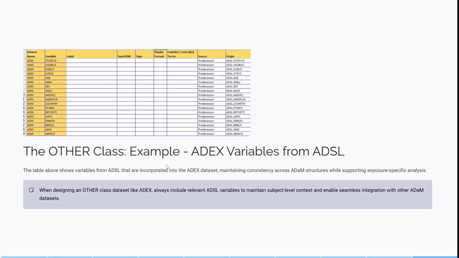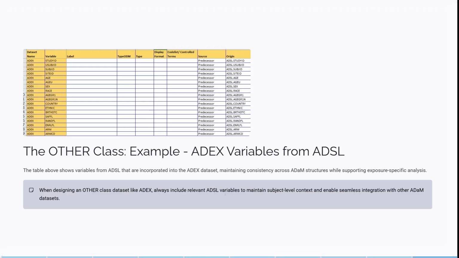So, other class example, ADEX variables from ADSL. The table above shows the variables from the ADSL that are incorporated into the ADEX dataset, maintaining consistency across the ADaM structures while supporting exposure-specific analysis. Here, the predecessor means that we are bringing the variables from the ADSL dataset. So this is the dataset ADEX. There are many variables coming from the ADSL, and we still have some exposure related information in the other ADaM datasets.